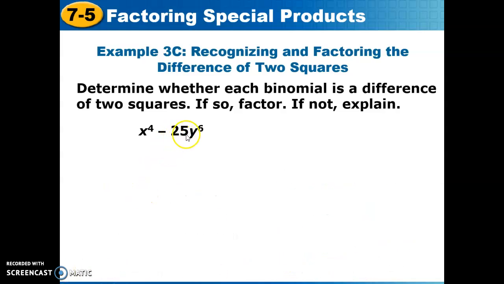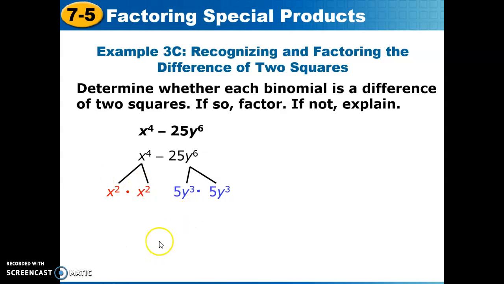Okay, x to the fourth minus 25y to the sixth. Yes, this is a difference of two squares. This is a perfect square, and this is a perfect square, and you got a difference in between them, a subtraction sign. So remember the rule back a while ago. I think this was the beginning of chapter 6. If you have an even number exponent, so it doesn't matter if it's a perfect square or not, but as long as it's even, you end up with a perfect square. Okay, so if you take the square root of x to the fourth, you get x squared, if you take the square root of 25y to the 6th, you get 5y cubed. And so therefore you have a perfect square.